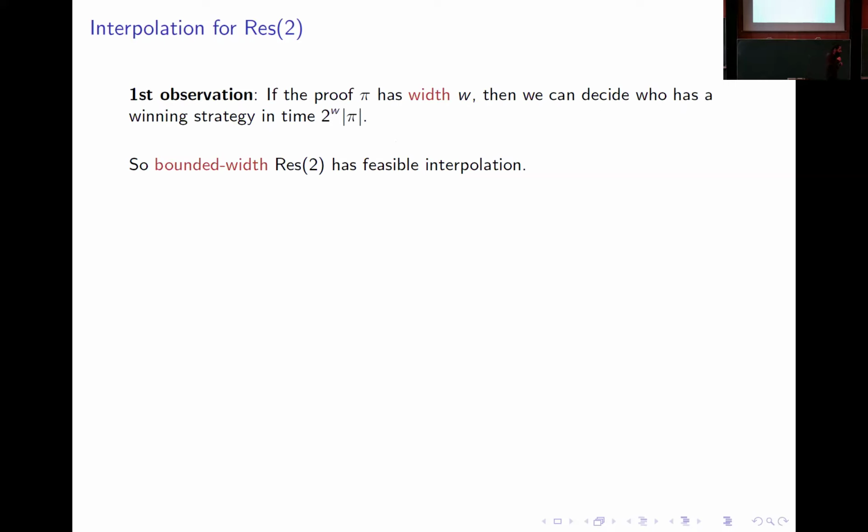The first observation is that you can, again, using dynamic programming, find who has a winning strategy. But now at each vertex, you need to store who wins for every possible coloring, and there are 2 to the width of the proof possible models. So bounded width Res2 has feasible interpolation. Okay, that's something. So what is the width of Res2? Right. So in Res2, you have 2-DNFs, right? So the width of a 2-DNF is how many conjunctions are in this 2-DNF.